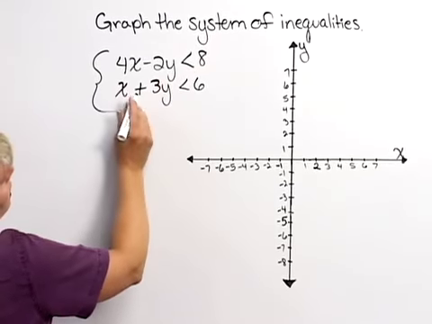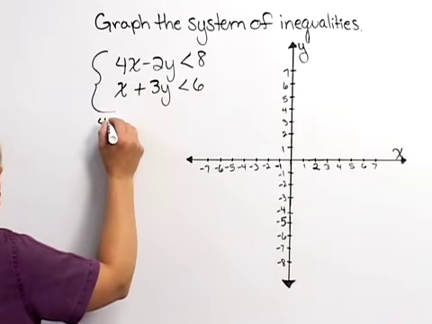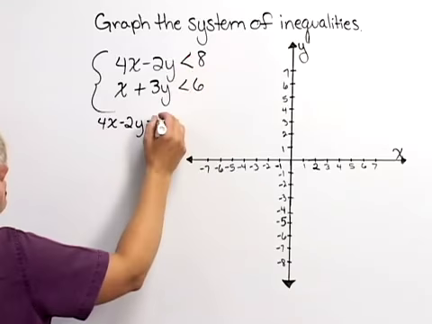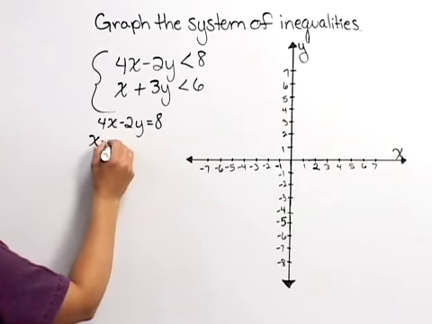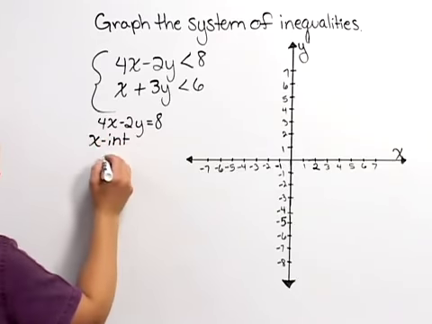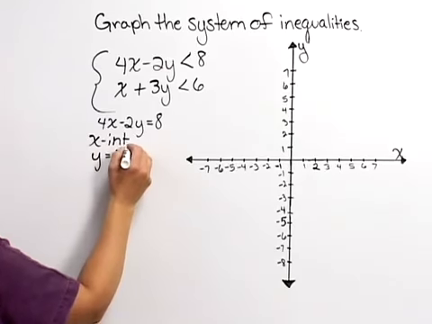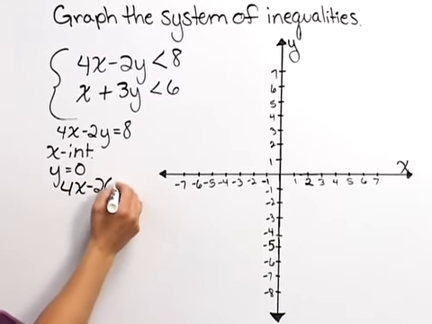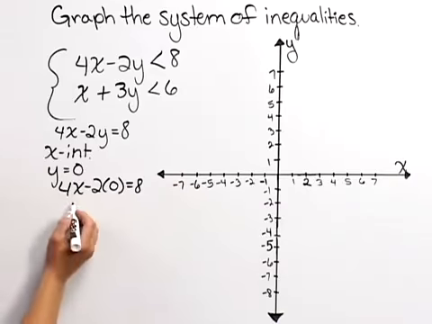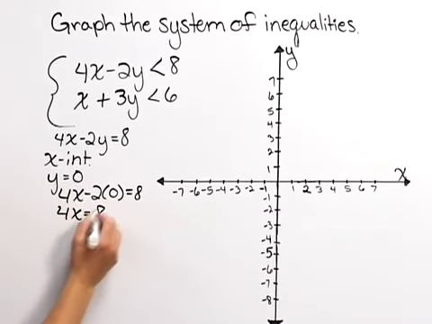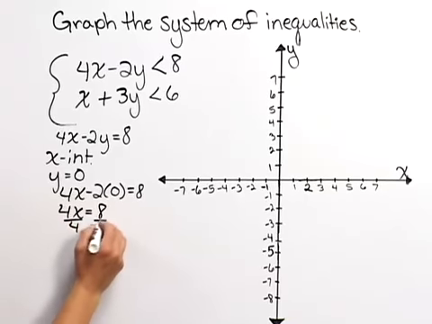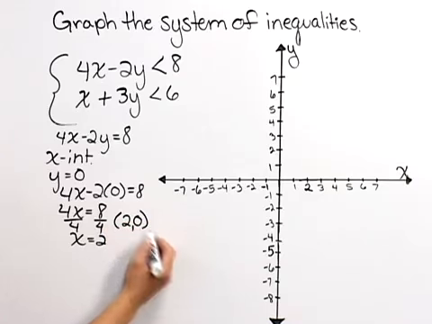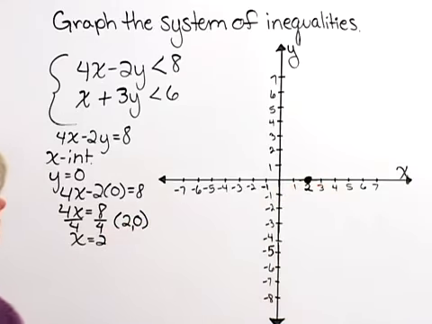So for this particular one here, it's in standard form, so I'm going to use the intercepts in order to graph it. It's also going to be a dashed line because I have a less than. So let's first find our x-intercept. For our x-intercept, y equals 0. And so we're going to plug in 0 and get 4x minus 2 times 0 equals 8. So 4x equals 8. Divide both sides by 4, and x equals 2. So our x-intercept is at (2, 0).